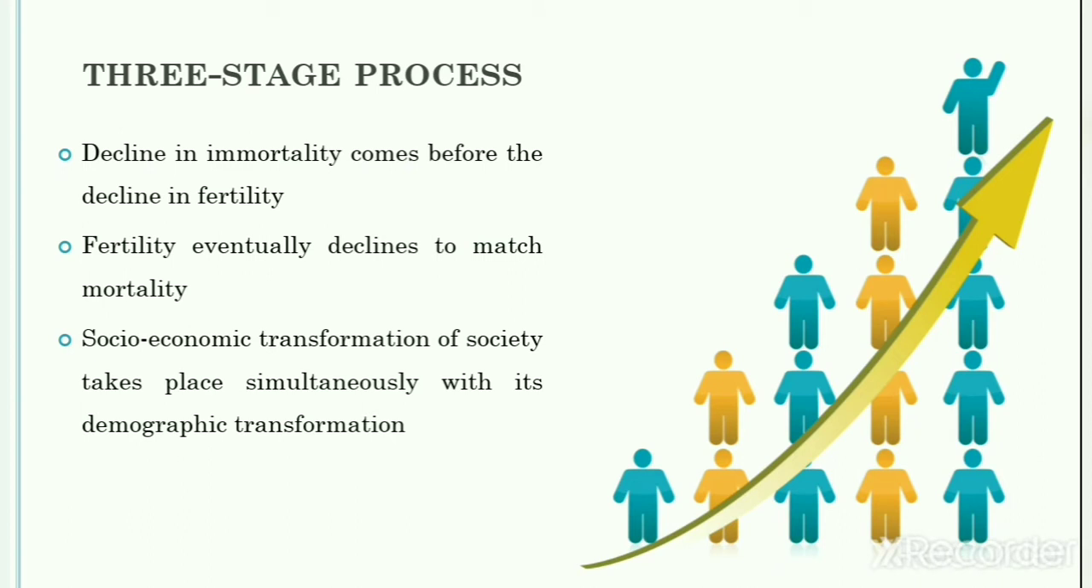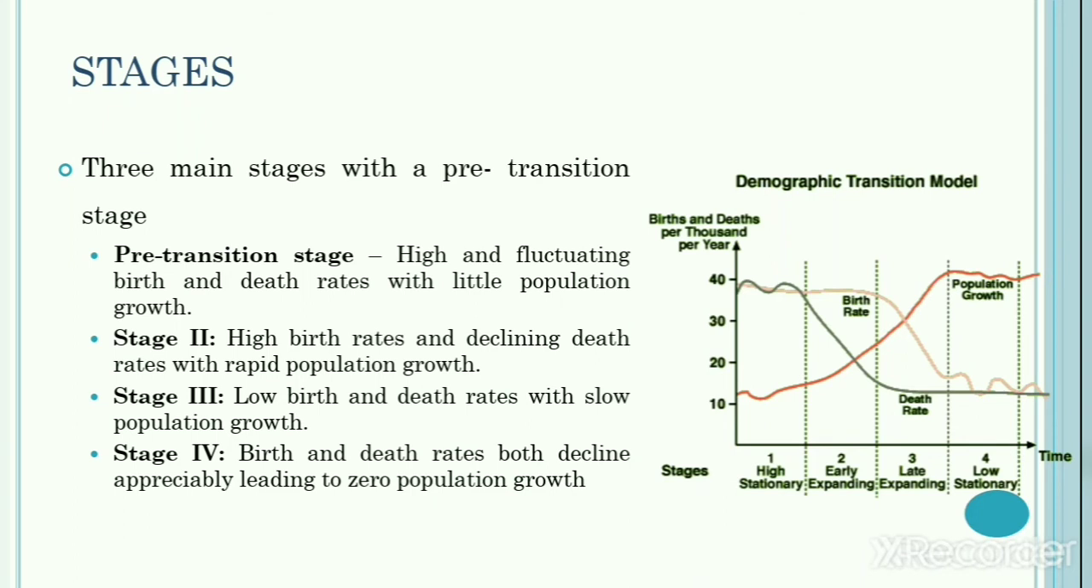The first one is that there is a decline in the mortality rate, and this decline in the mortality rate comes before the decline in the fertility. In the second process, the fertility also declines to match along with the mortality. And the third process is that the socio-economic transformation of the society also takes place simultaneously along with this demographic transformation. The demographic transition theory is characterized by three major stages along with a pre-transitional stage.